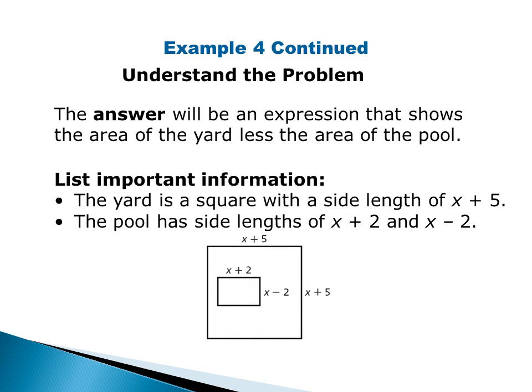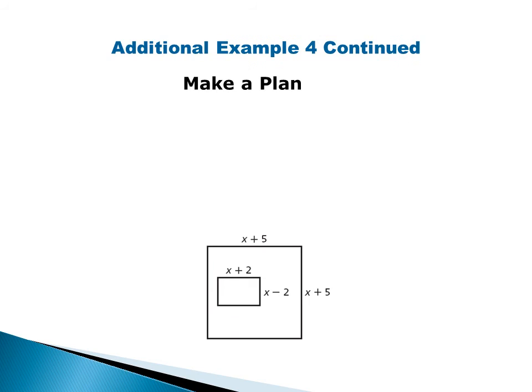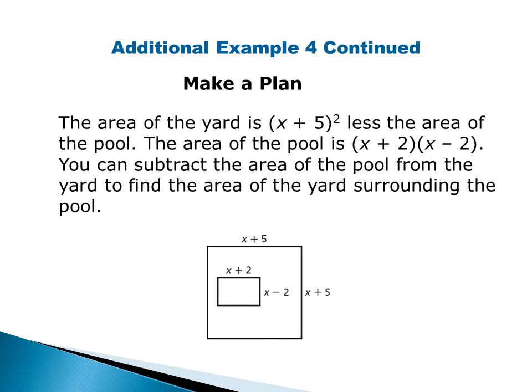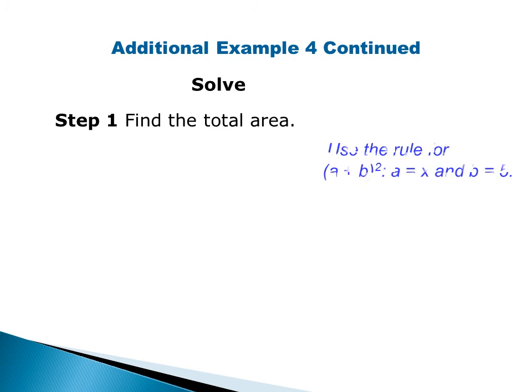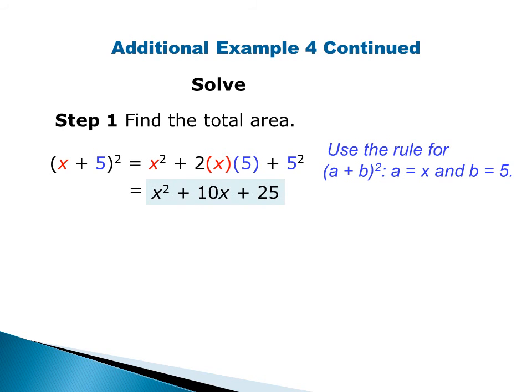So what do we do? First, we're going to find the entire area. So x plus 5 times x plus 5. Then we're going to subtract x plus 2 times x minus 2. So the total area, use the rule of a plus b squared. Okay, so what do we get? x squared plus 10x plus 5 squared. So that's the entire area, right?